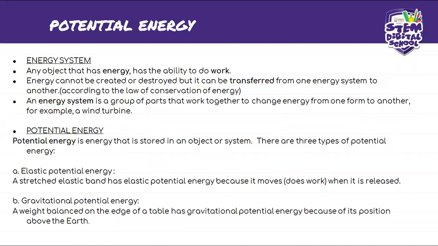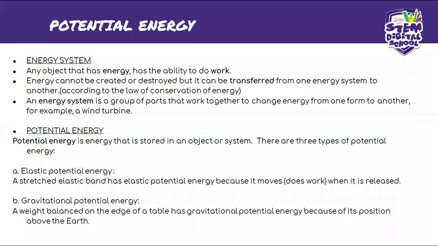So what is potential energy? Potential energy is energy that is stored in an object or system. We are going to look at the three types of potential energy. One, we have what is called elastic potential energy. And what is this elastic potential energy? A stretched elastic band has elastic potential energy because it moves, that is, it does work when it is released. So elastic potential energy is the energy that is stored in rubber bands, if I can say so, or anything that is elastic.